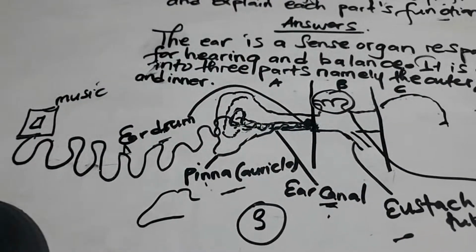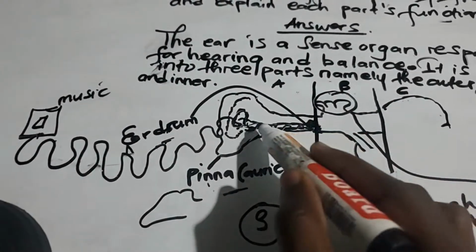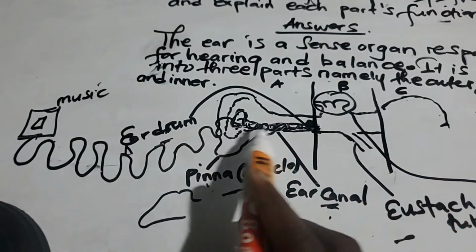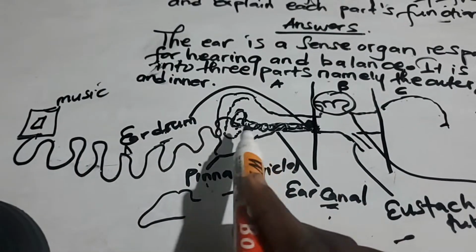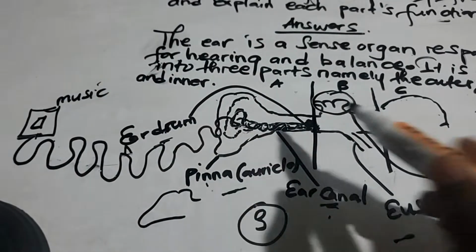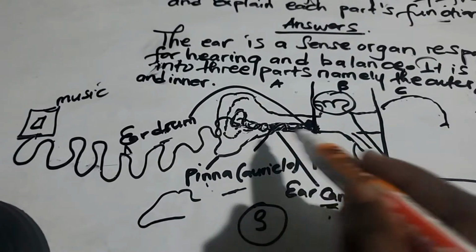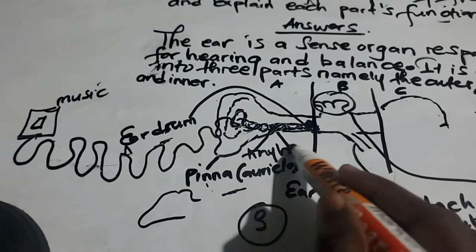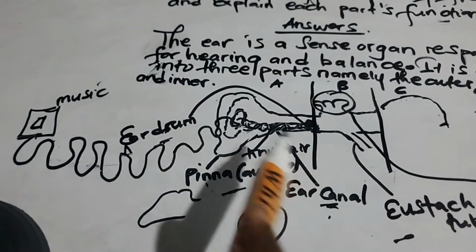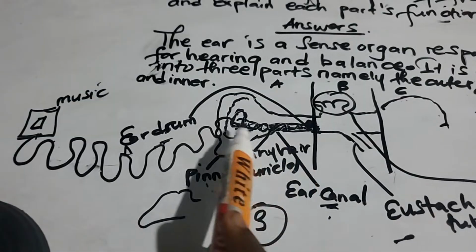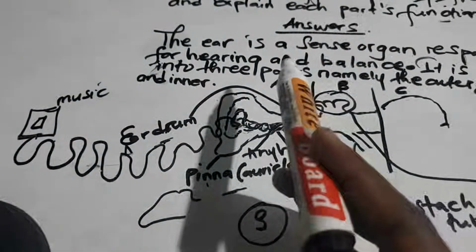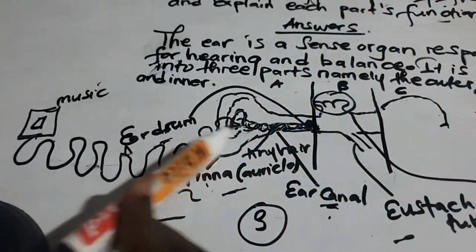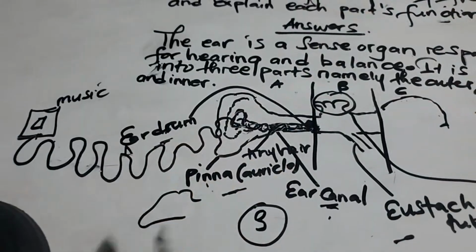Now when sound is passing through this canal or passage, there is something you have to know. In this drainage, we have tiny hairs. They normally help in trapping the dust which enters the ear.